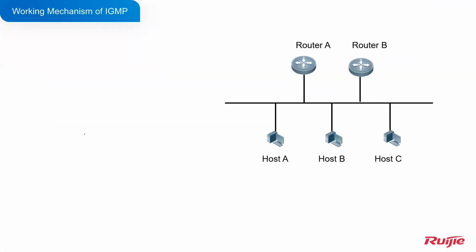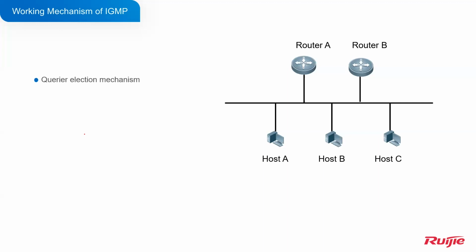Let's see the working mechanism of IGMP. Now we have 2 routers, router A and router B, and we have 3 hosts, host A, B, C, which are the clients of different multicast services, right? So firstly, in this network, first is the querier election mechanism. Which is a querier? Firstly, you should know the definition of querier.